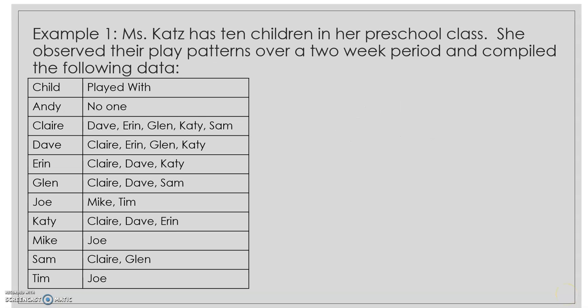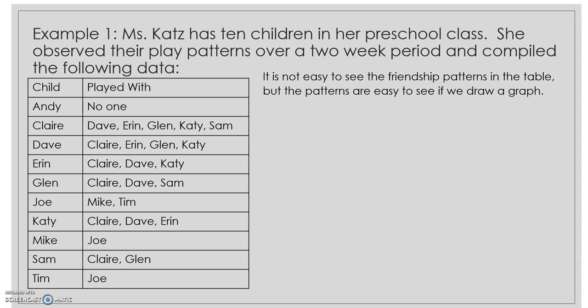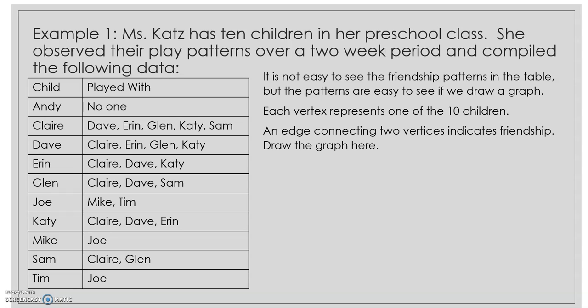Example 1. Miss Katz has 10 children in her preschool class. She observed their play patterns over a 2-week period and compiled the following data. She listed each child's name and who they played with. It's not easy to see the friendship patterns in the table, but the patterns are easy to see if we draw a graph. Each vertex represents one of the 10 children, and an edge connecting two vertices indicates their friendship. Draw the graph here.